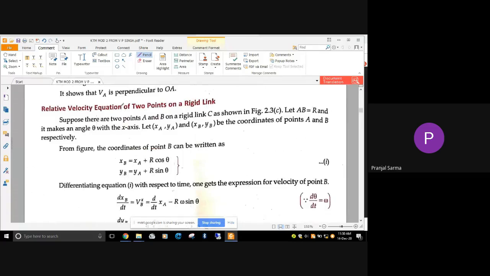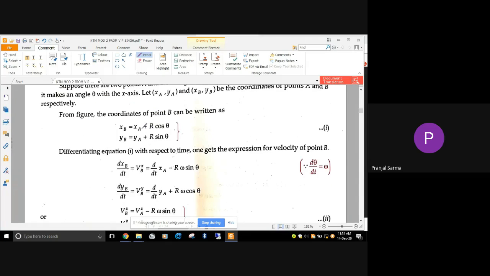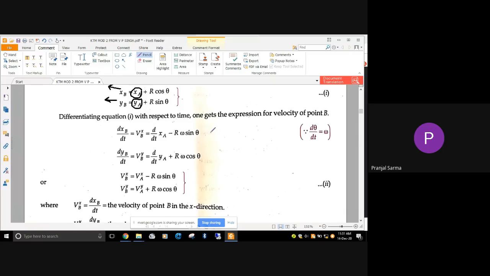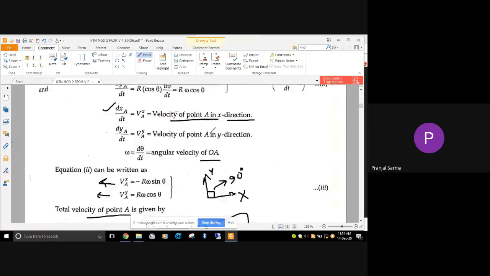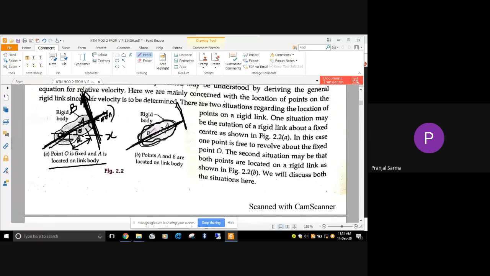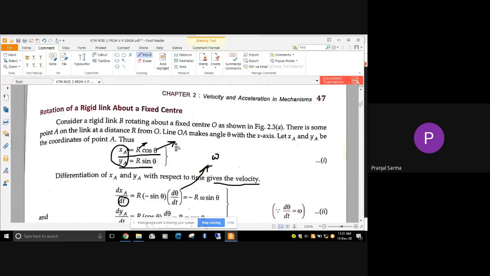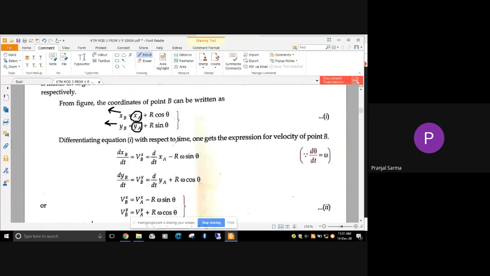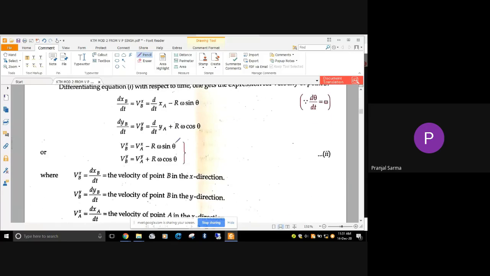Similarly, the second condition can be done in a similar fashion: the relative velocity equation for 2 points which are on the same rigid link. So in that case, what will be the difference? Suppose we are talking about the coordinate of point B, then we have got this addition, and the rest is somewhat similar. Point B is at a distance from point A. If you look at this figure, B and A are there. After that, the rest is done in a similar way.